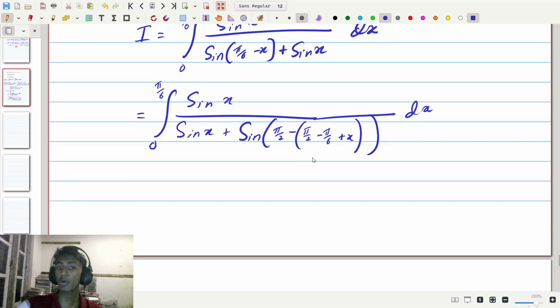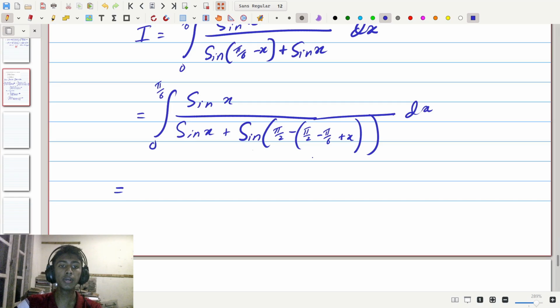Now if we consider what we have, we can see this part right here is the sine of pi by 2 minus an angle here. So therefore, since we know that the sine of pi by 2 minus anything is equal to cosine of that value, in this case, since we have the sine of pi by 2 minus this whole thing, we're going to have that this is equal to the cosine of this whole thing.